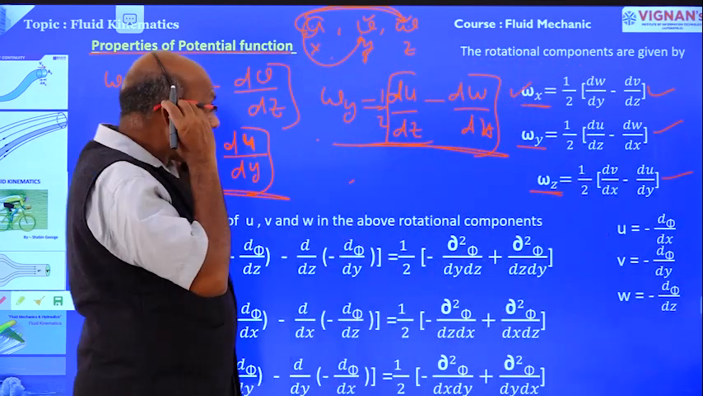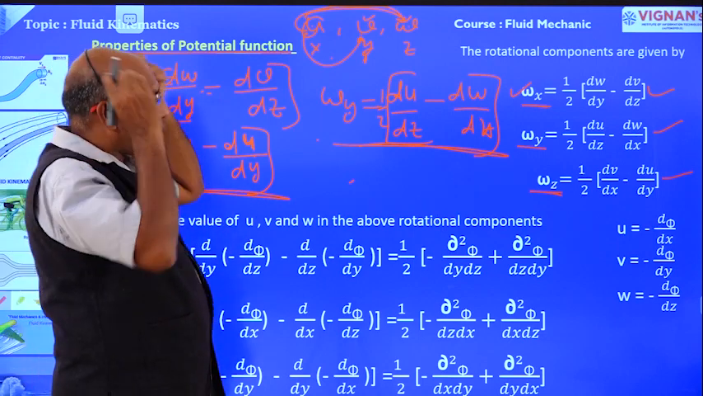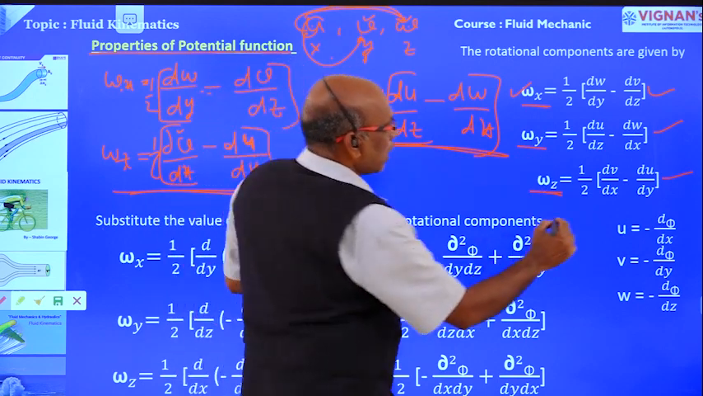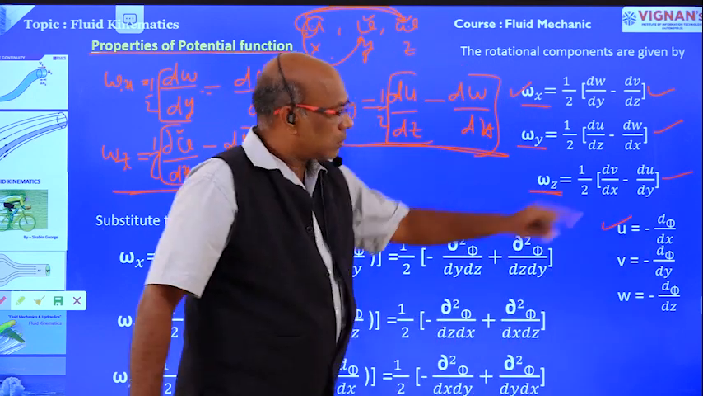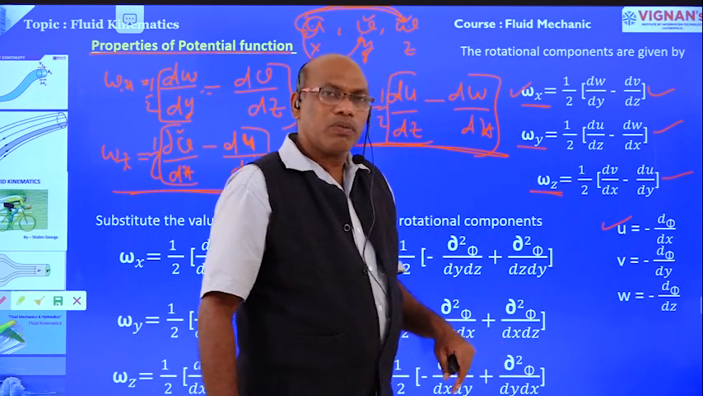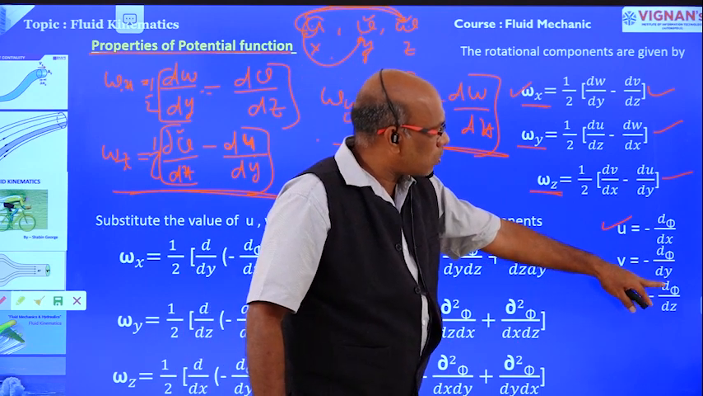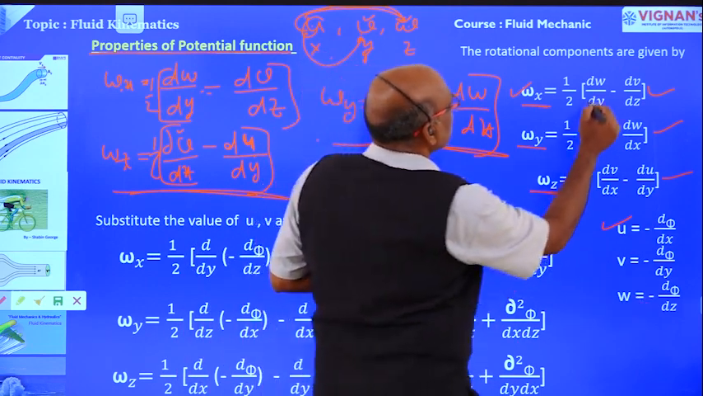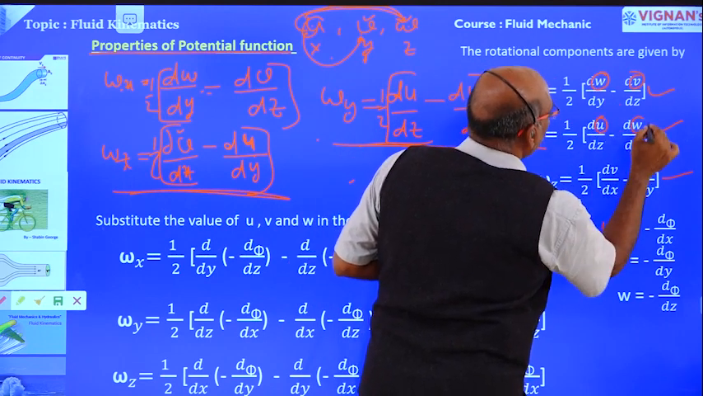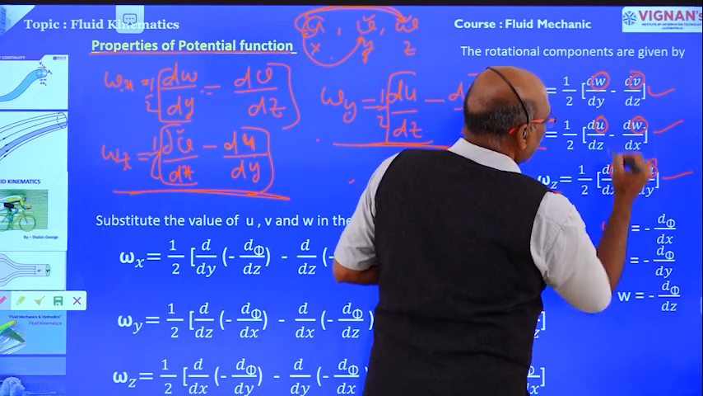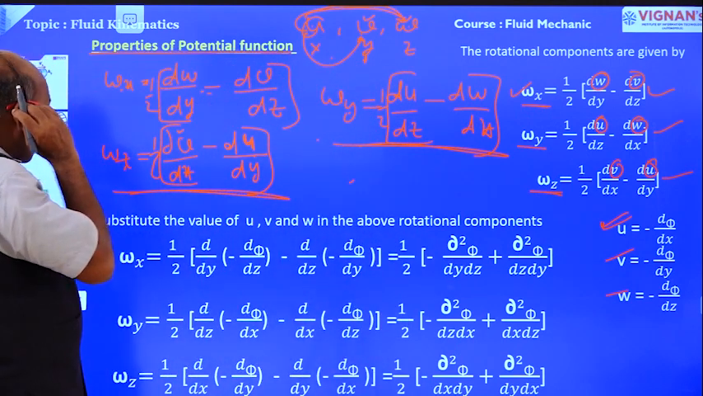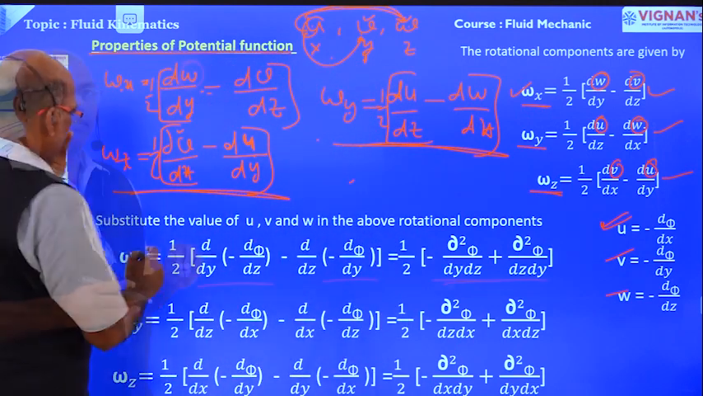Now we have the rotational components, in the x direction, y direction, z direction. And also we know that u is equal to minus ∂φ/∂x, v is equal to minus ∂φ/∂y with respect to the velocity potential function, and w is equal to minus ∂φ/∂z. So in place of u, v, w we are going to substitute these values. So finally we have the rotational components.